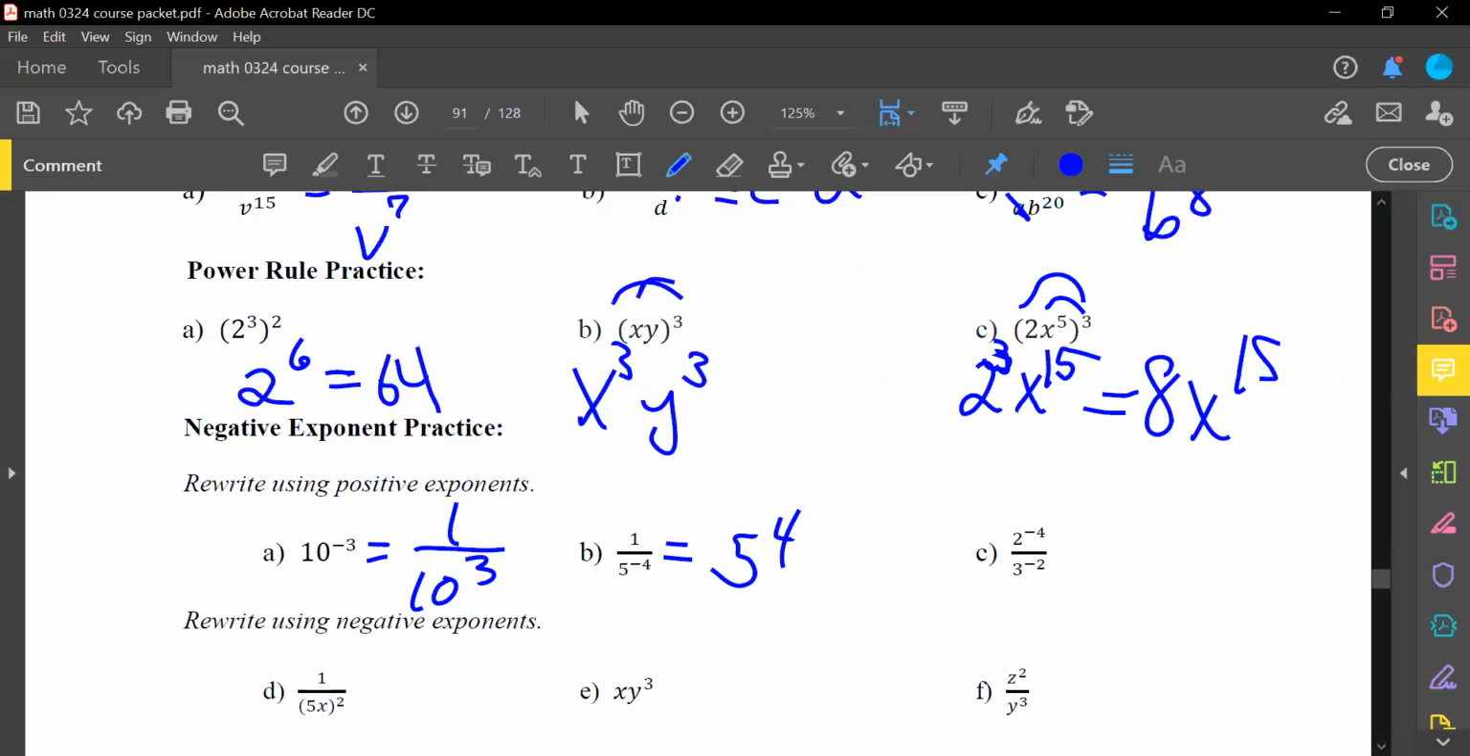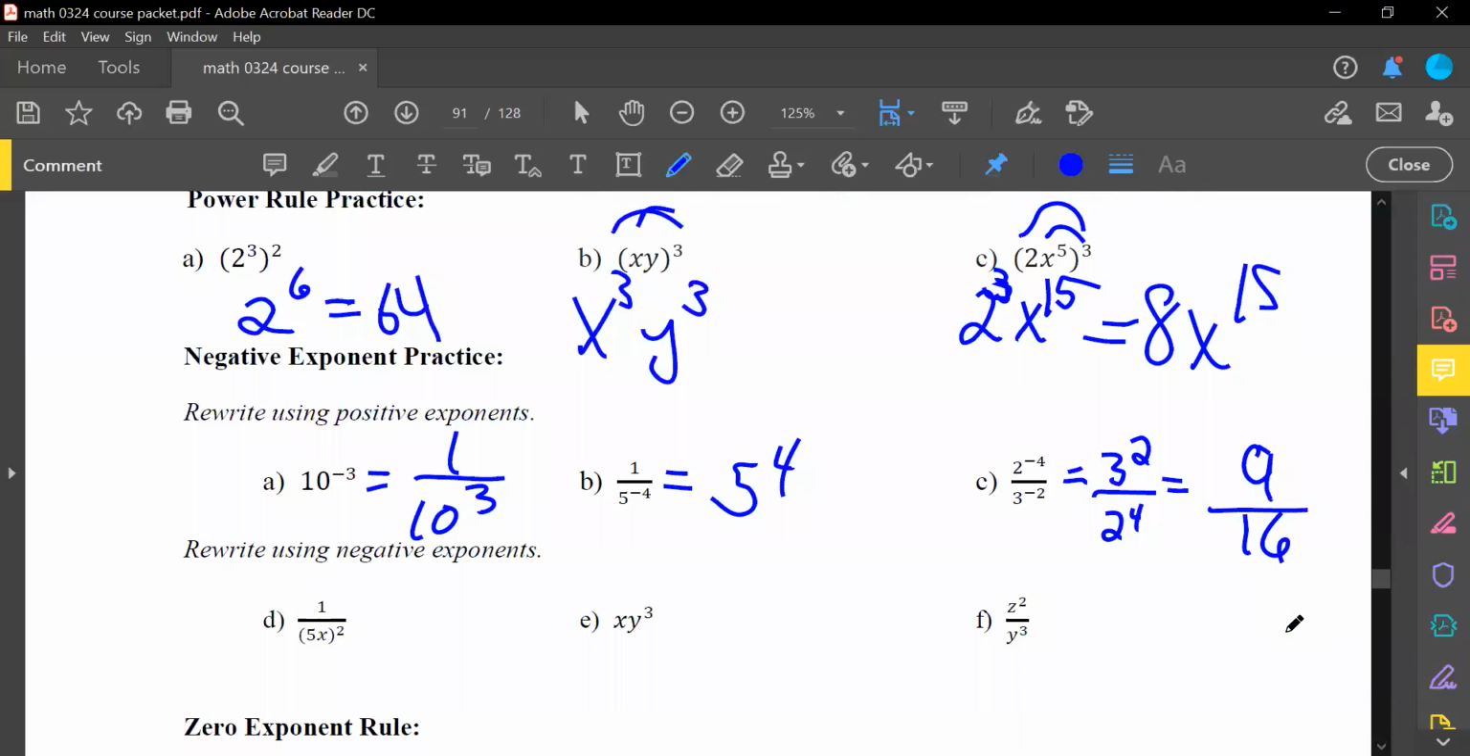All right, so this guy, I would flip him first because I don't like negative exponents. So it's 3 squared over 2 to the 4th. And I can't do much with that. I'm just going to multiply them out. This is 9, 2 to the 4th is 16. And I can't do anything more.